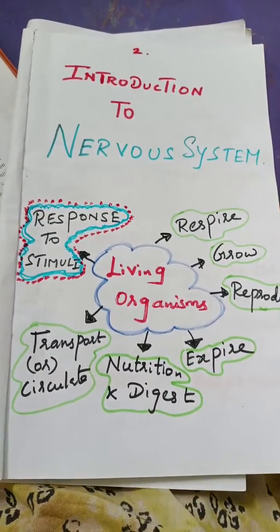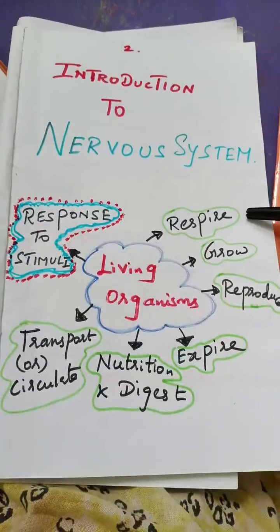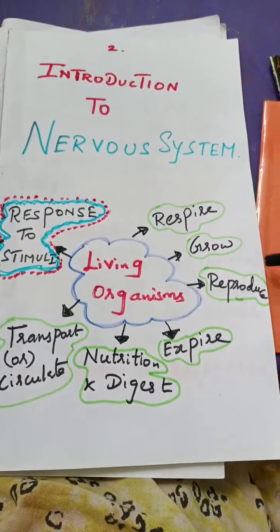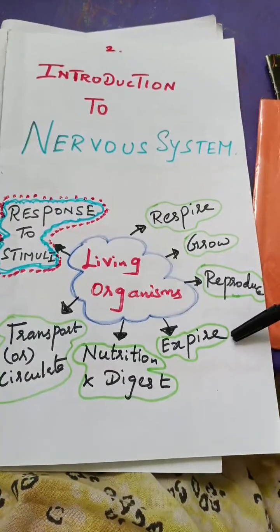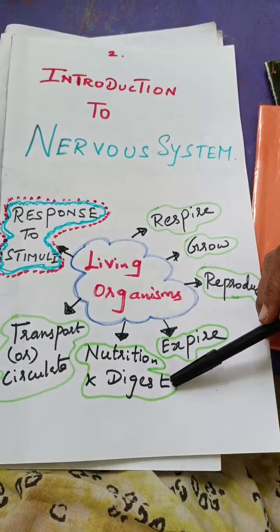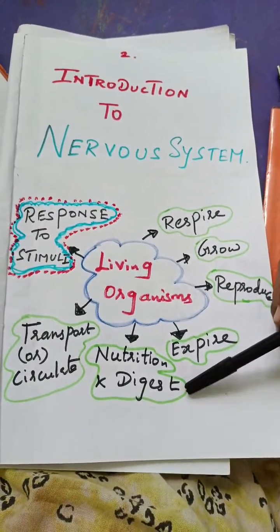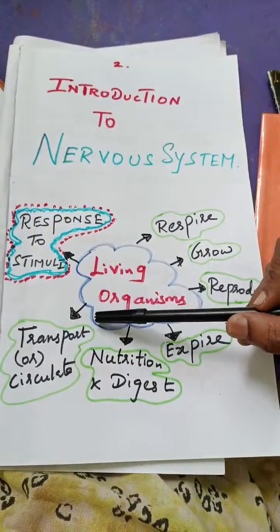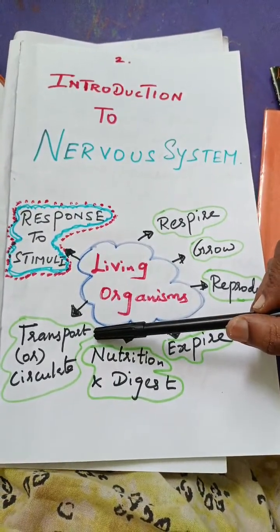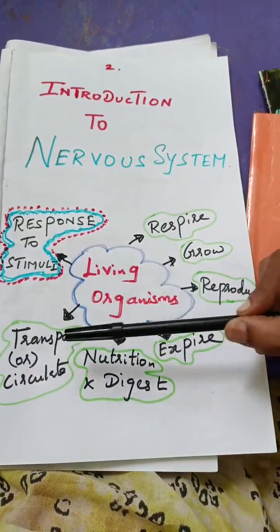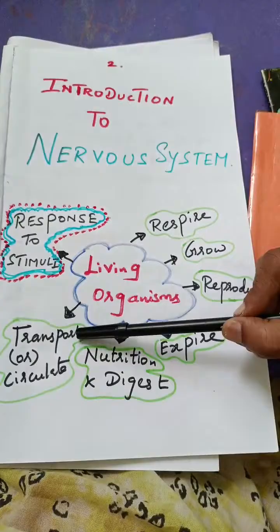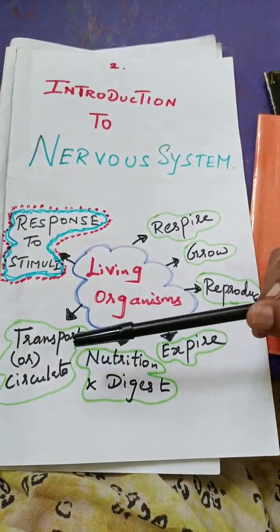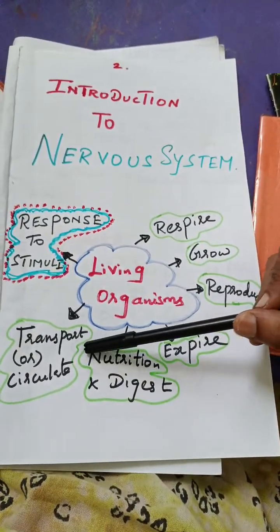Do you remember? This question will give you the answer: living organisms will respire, grow, reproduce, and expire. They need nutrition for their survival, and they digest the food which they consume. Then they transport or circulate the materials, not only the food, but also the gases and the waste material, in liquid form, from one place to another for the survival of the living organism.